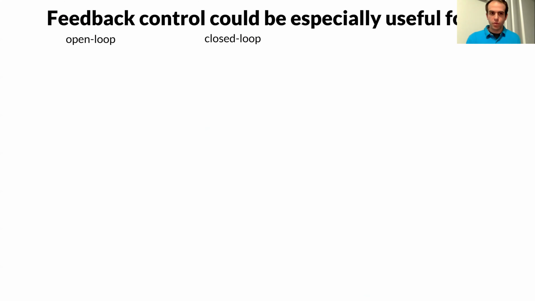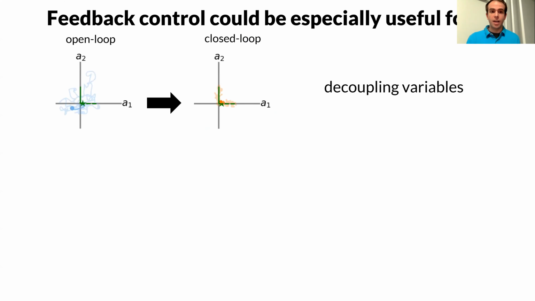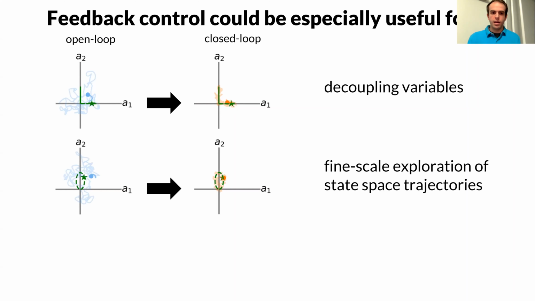Feedback control could be useful for things like this. Decoupling variables, you might want to increase gamma power without increasing theta, for example. State space trajectories, which have received a lot of attention for power in describing motor cortex or prefrontal cortex.